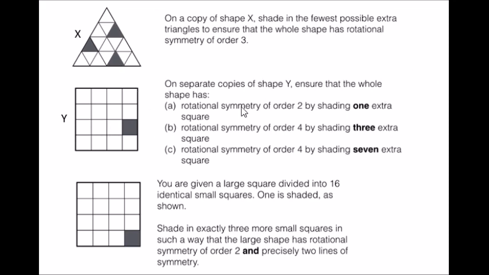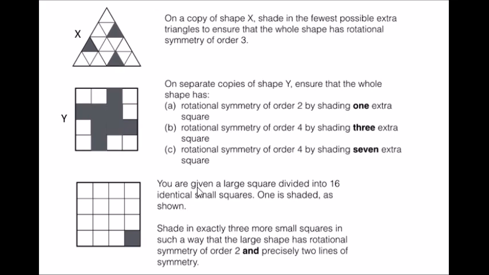For shape Y, to give it order 2 rotational symmetry, by shading in 1 extra square, we have to shade in this square here. To shade in 3 extra squares and give it order 4 rotational symmetry, we would need those 2 squares there. And if we wanted to give it order 4 rotational symmetry by shading 7 extra, there's a number of ways of doing this. These 4 squares extra here, which gives 7 extra squares, or these here, or these here.